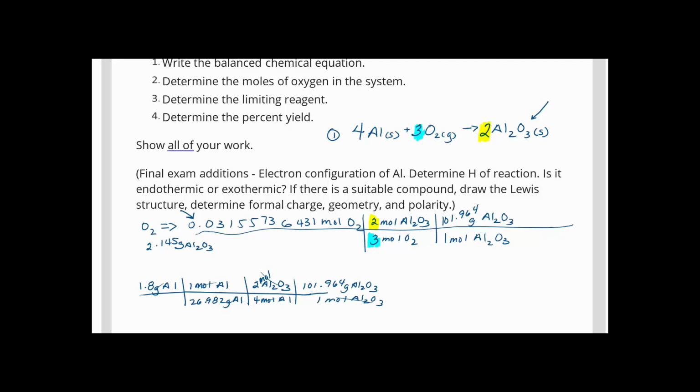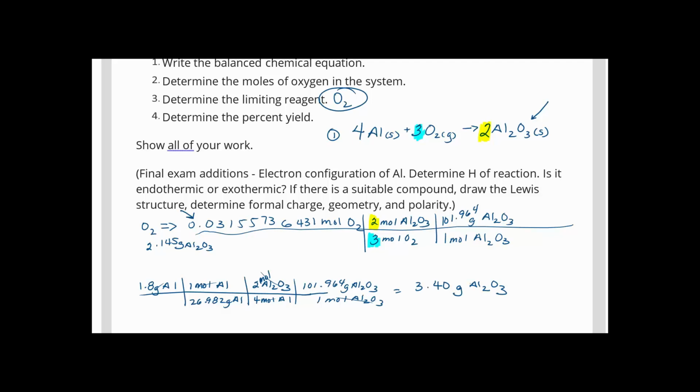So to perform this calculation, take 1.8, multiply it by 2, and then by 101.964. You will divide that by the product of 26.982 and 4. And I get 3.40 grams of our product can possibly be made. That means that the oxygen is the limiting reagent in this problem.